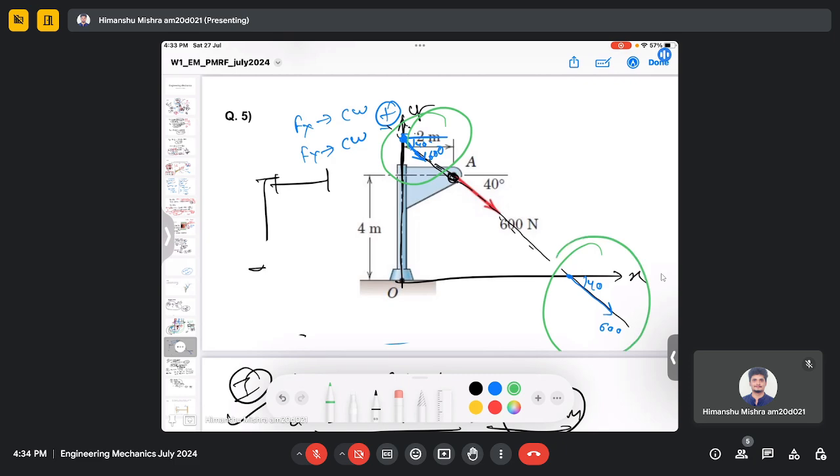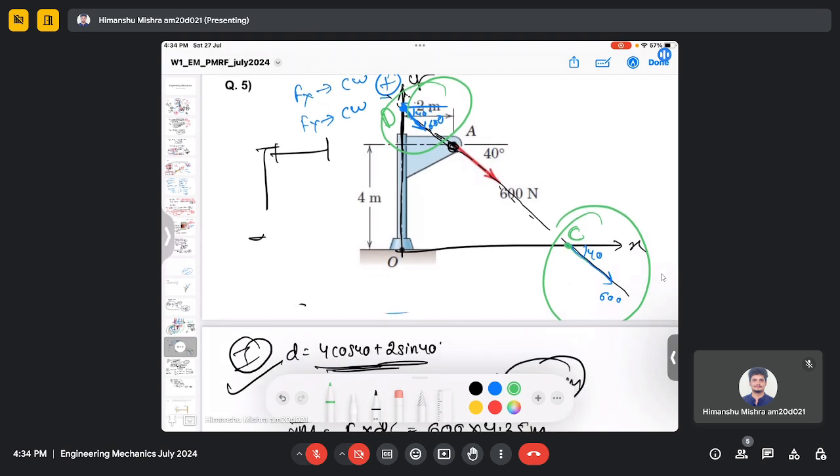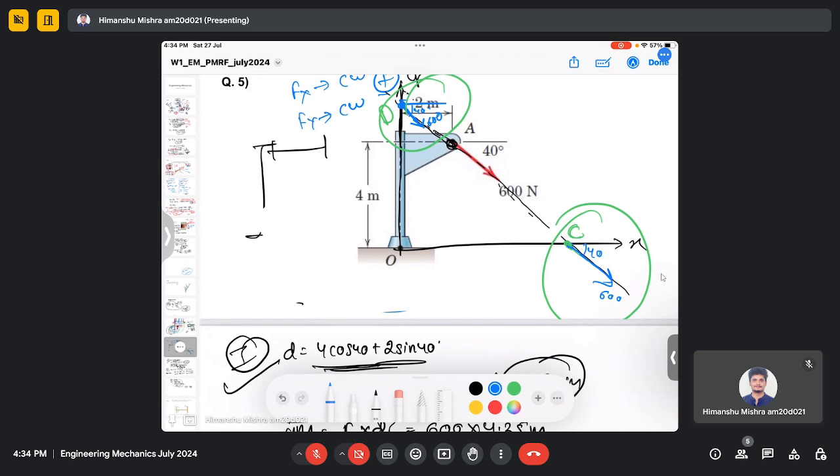So let's say you slide the force to point C. This is your point C and this is your point D. You can do that according to the principle of transmissibility: you can slide the force along the line of action and it will not affect the system. So now this is the same force here, and you need to calculate the moment about point O. How will you do that?